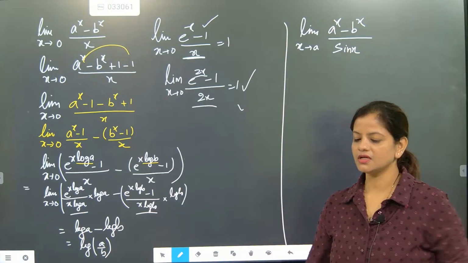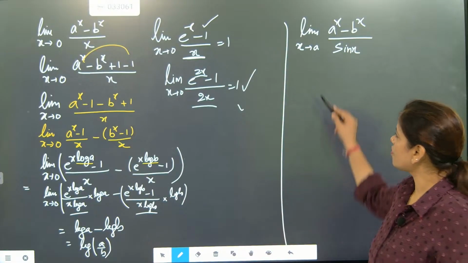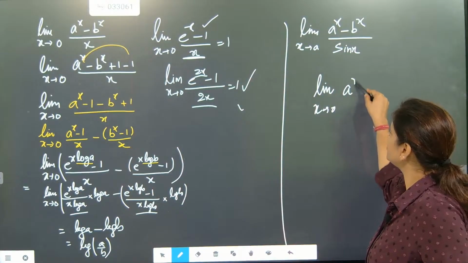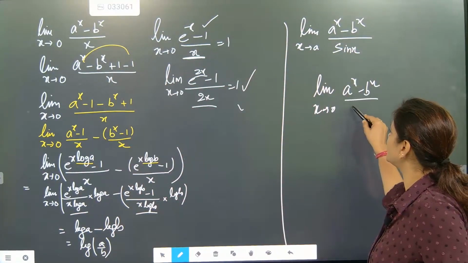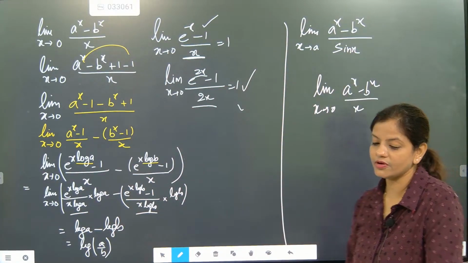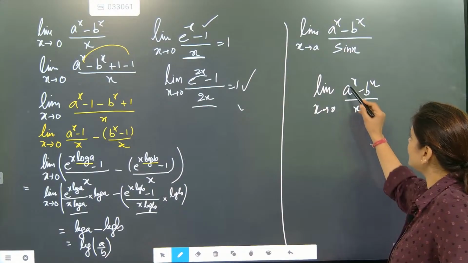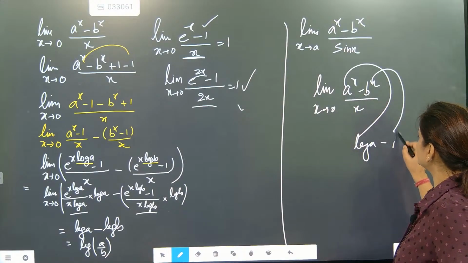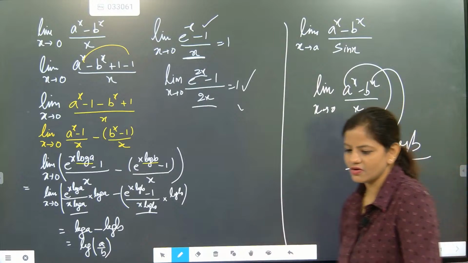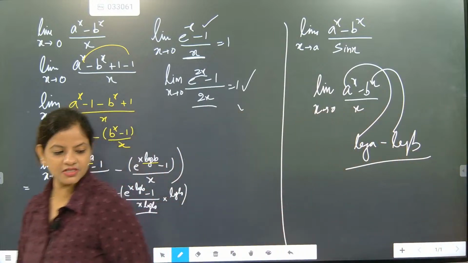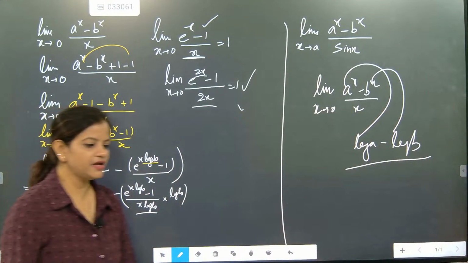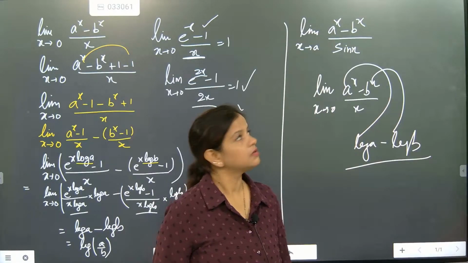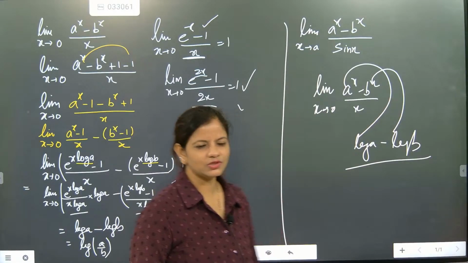In the shortcut, always remember for competitions, you don't have time in the examination. (a to the power x minus b to the power x) by x is given as a jackpot. Here a to the power x will give you log a, and b to the power x will give you log b. We are not solving the question or even touching it. We directly write the answer. x tends to 0. You have to write x tends to 0.